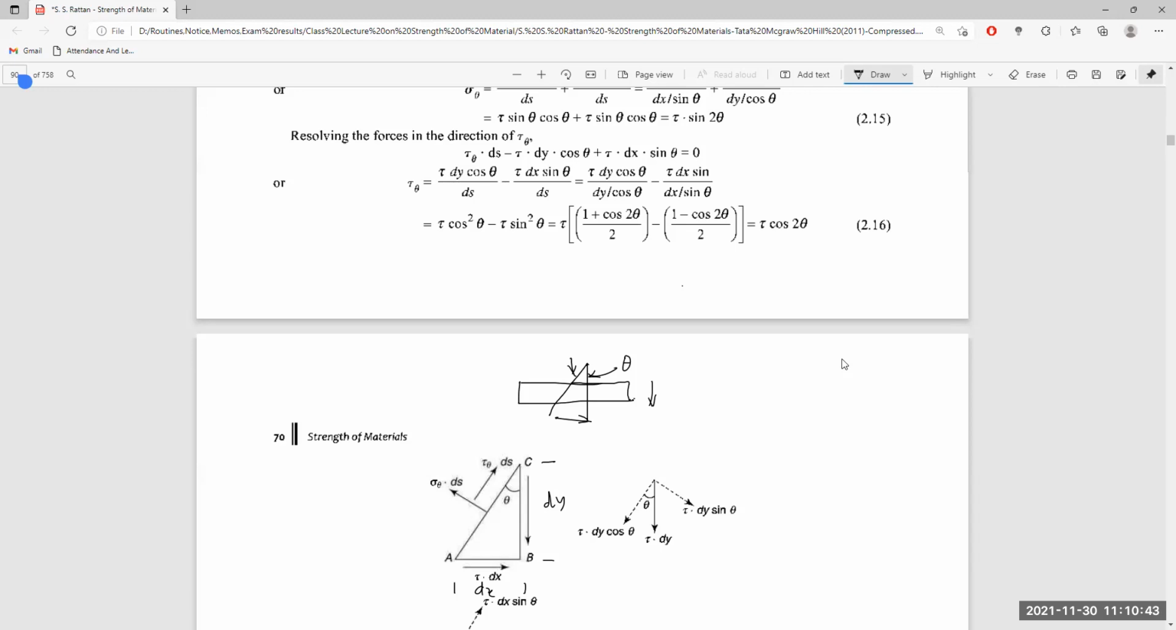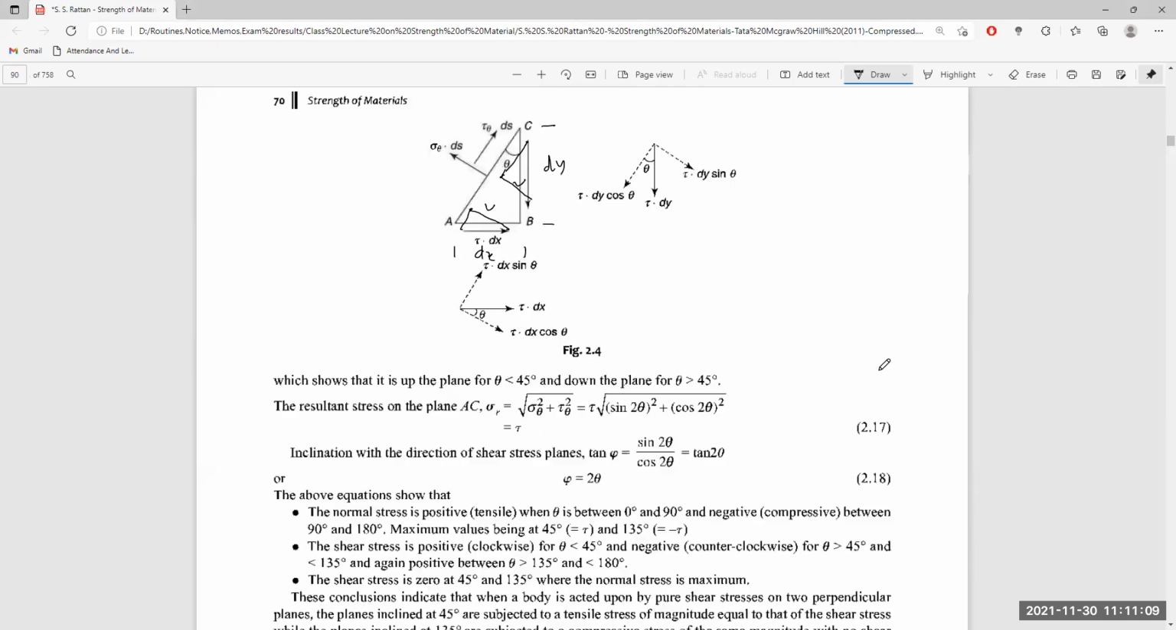So we have to take this element, and this element, and the angle in between will be considered.